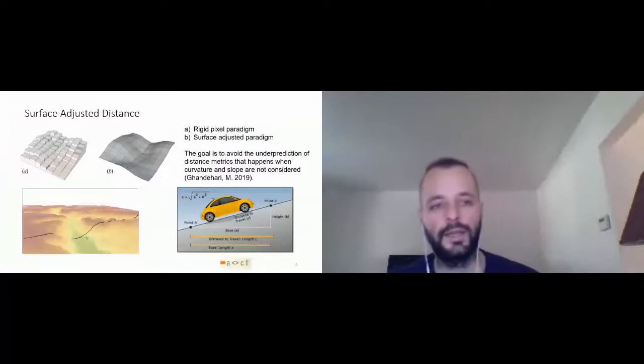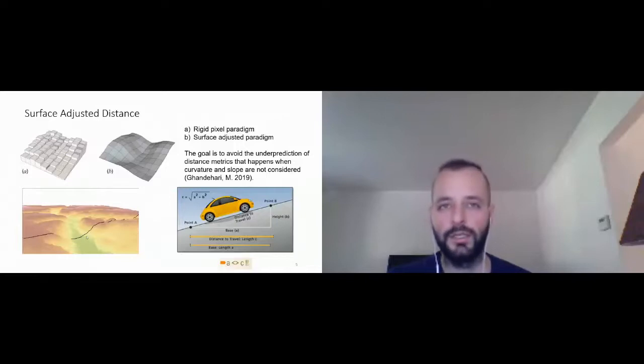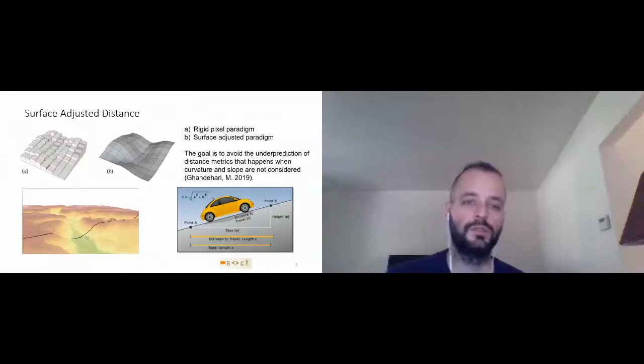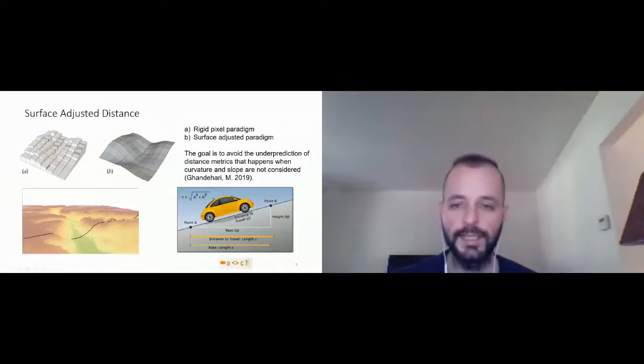Now, talking about the surface-adjusted distance, the difference between a regular planar Euclidean distance and surface-adjusted distance is the difference of assuming that the pixels on a digital elevation model, which you can see here in picture A, are flat. In reality, if the elevation is included in the distance calculations, the metrics differ a lot, and this is what I'm going to show on a later slide. Over here, you can see this paradigm of a car going uphill or downhill, and how the distance between A and C is different if you include elevation.